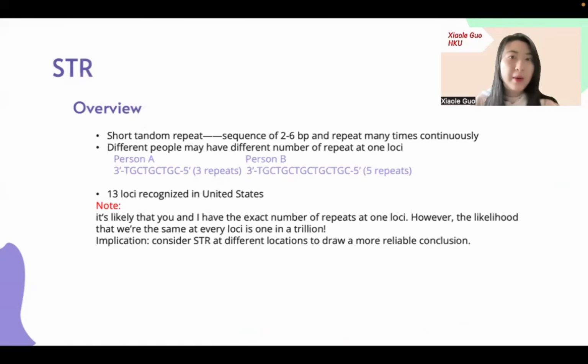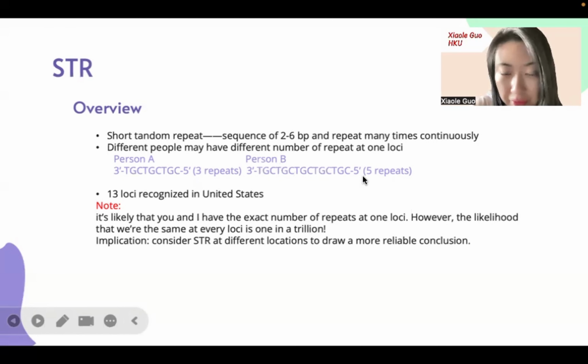And next, let me give a quick introduction to STR. STR refers to short tandem repeat, a sequence of 2 to 6 base pairs that repeats many times continuously in a specific region. For example, here, two people might have different numbers of repeats at one locus. This person has 3 repeats of TGC. This person has 5 repeats.